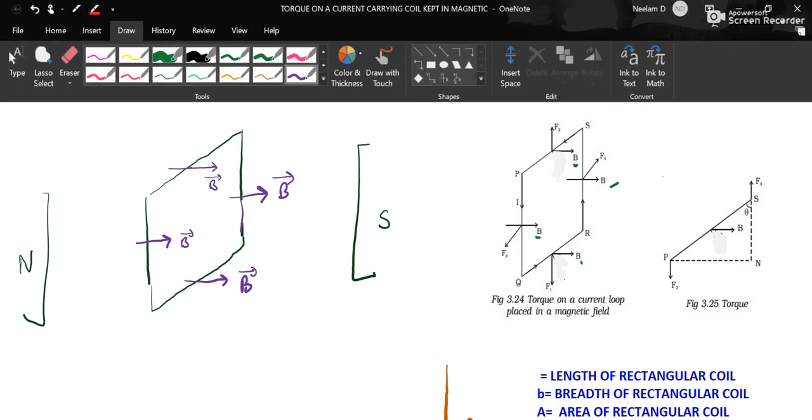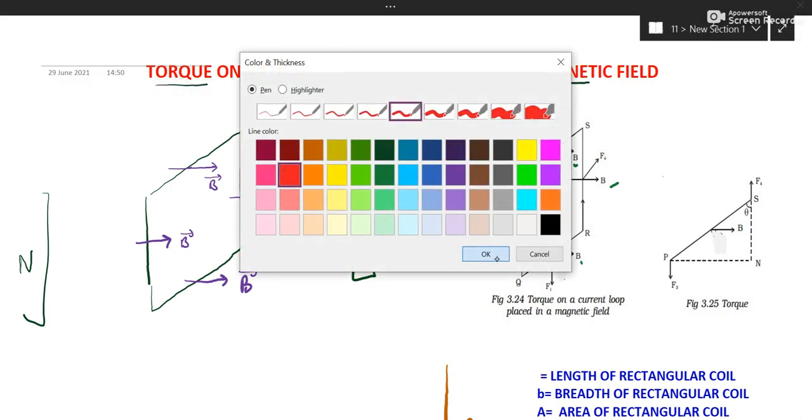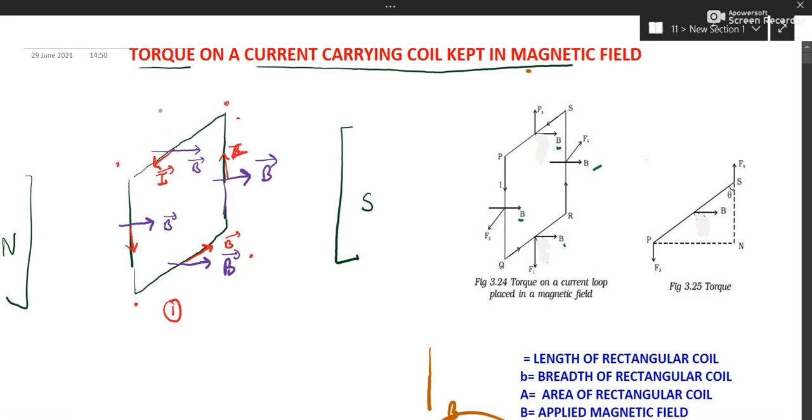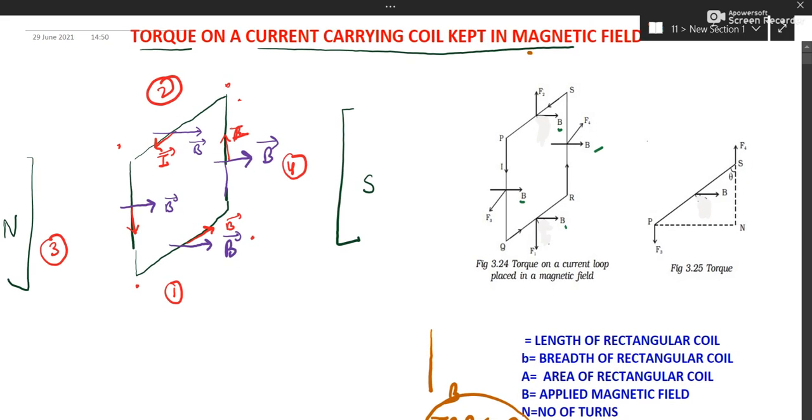Then you make the current flow. Let us show current by this color. So this is current. Okay. So we'll have to tell the angle between these two arrows, that is, current and magnetic field. So this is current. Okay, this is my arm 1. This arm is arm 1. This arm is arm 2. This is 3. And this is arm 4. All the arms have been labeled.